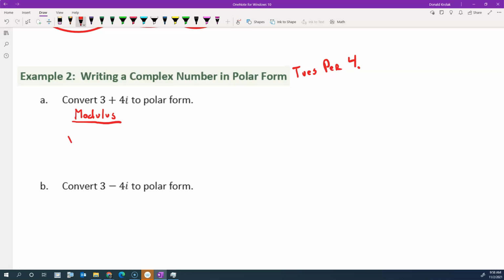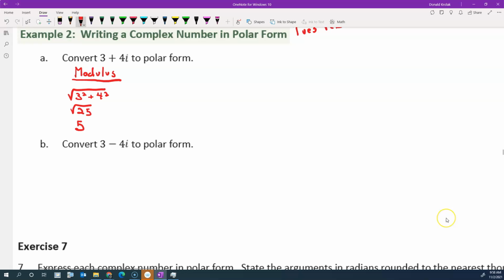All right, so that's just 3 squared plus 4 squared. And the modulus for this guy is going to be the same thing because the negative doesn't affect the modulus.